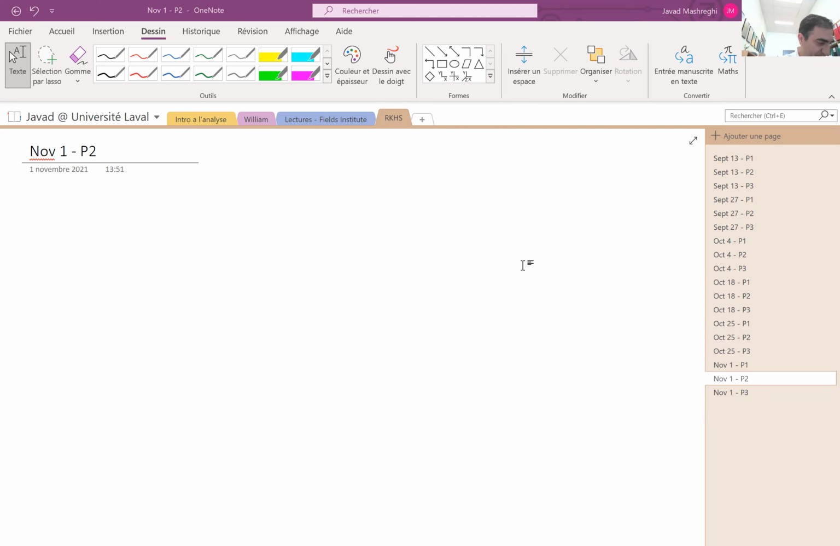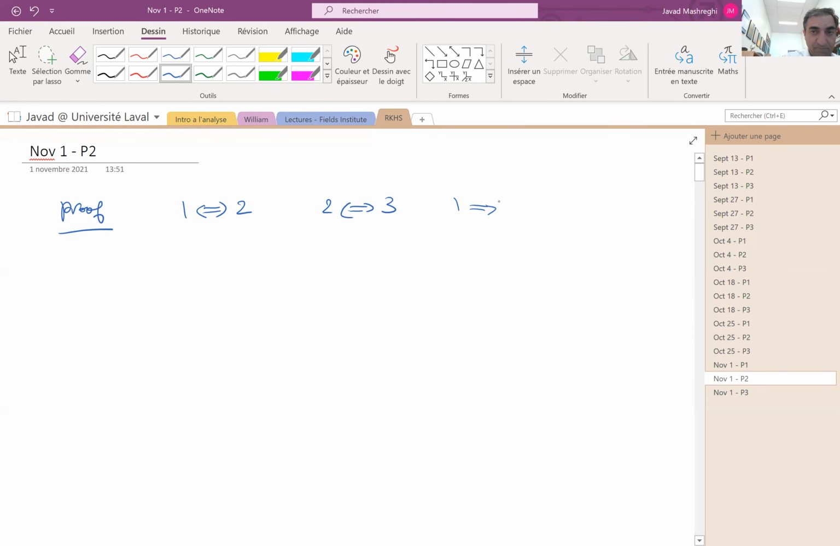The proof of this theorem, even though it's an important theorem, is not that difficult. It's very straightforward. Proof: we show that 1 is equivalent to 2, 2 is equivalent to 3, and then 1 implies 4, and 4 implies 3. That's the way it's shown in the book.